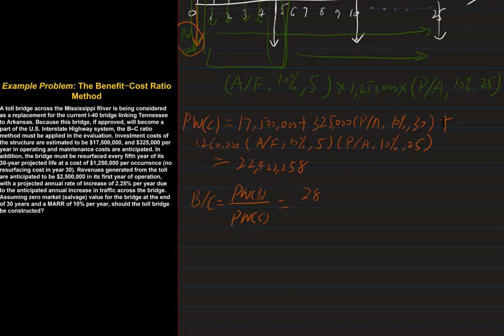The first one, 2,265,470, and this guy 2,242,258, and we have this guy equals 1.8, which is obviously greater than 1. So this project is acceptable. And then we conclude the second example problem.